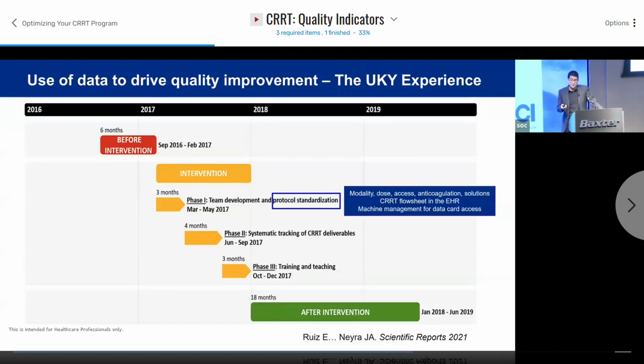And then the other important aspect was the tracking of these CRRT deliverables. And finally, a very strong push on teaching and training of all the team.